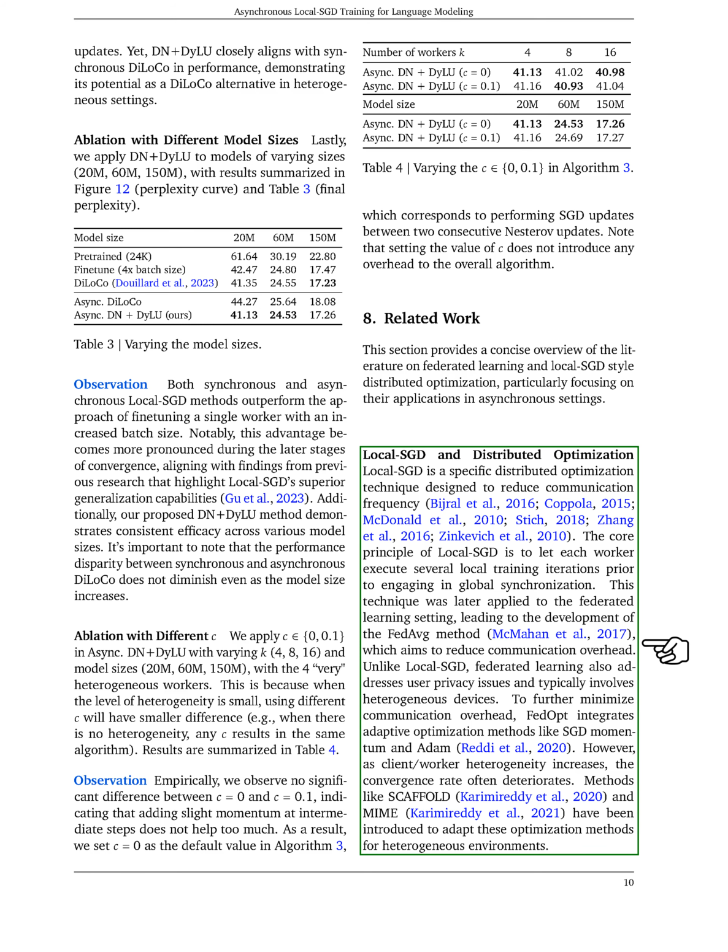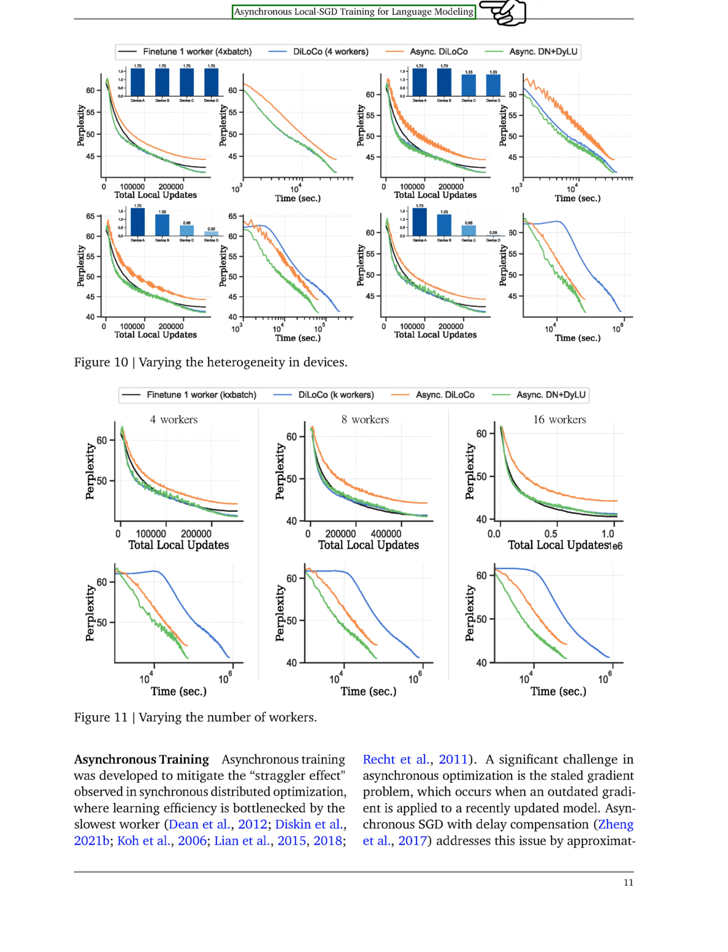Section: Asynchronous Training. We developed asynchronous training to address the straggler effect seen in synchronous distributed optimization. This effect slows down learning efficiency because it's dependent on the pace of the slowest worker. However, asynchronous optimization comes with its own challenges, such as the stale gradient problem. This problem arises when an outdated gradient is used on a recently updated model. To tackle this, we use asynchronous SGD with delay compensation, which estimates the true gradient using the old one.